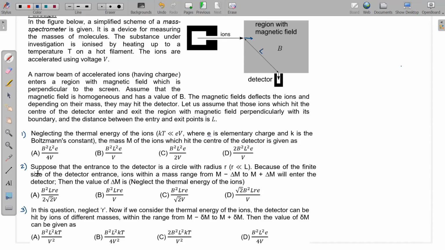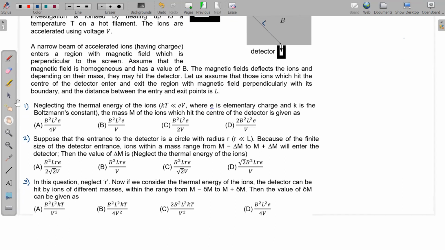Now the second part says, suppose the entrance to the detector is a circle of radius small r, where small r is much less than capital L. Now because of the finite size of the detector entrance, ions within a mass range of m minus delta m to m plus delta m can enter the detector. So what will be the value of this delta m? In this second part also you need to neglect the thermal energy of the ions.